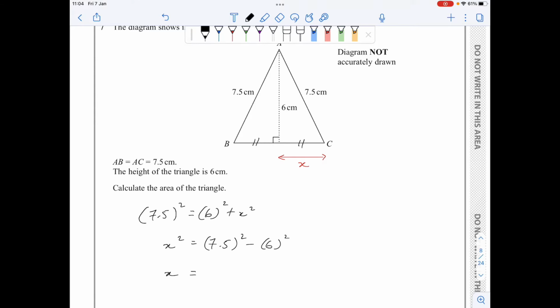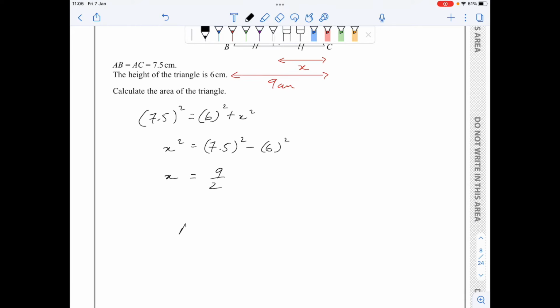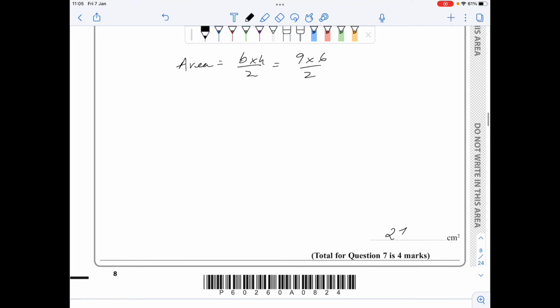X comes out to be 9 over 2. Remember to take the square roots. So BC, which is the base, is equal to 9. So the area is equal to base times height over 2, which is 9 times 6 over 2, comes out to be 27 cm squared.